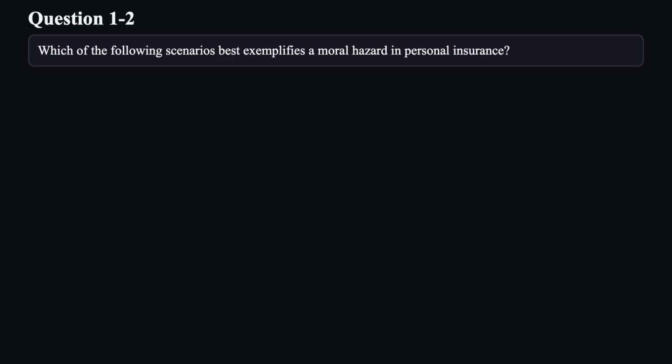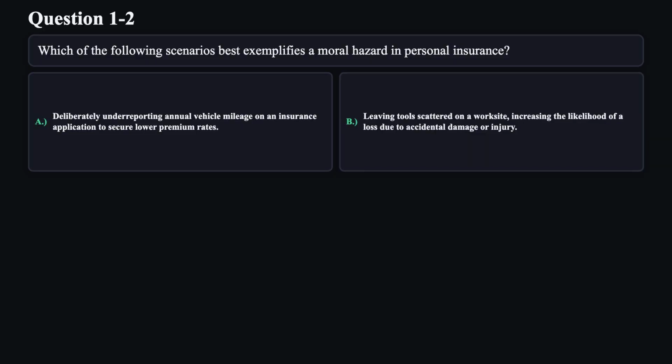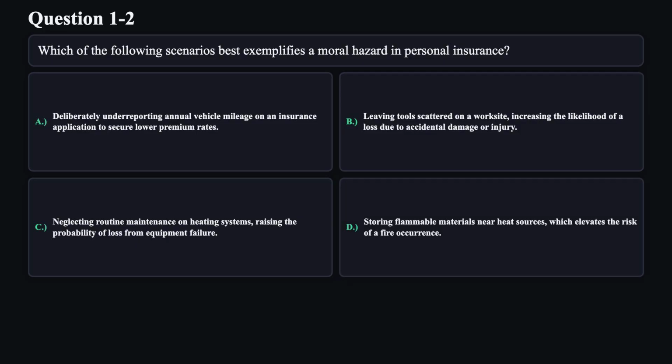Question 2. Which of the following scenarios best exemplifies a moral hazard in personal insurance? A. Deliberately underreporting annual vehicle mileage on an insurance application to secure lower premium rates. B. Leaving tools scattered on a work site, increasing the likelihood of a loss due to accidental damage or injury. C. Neglecting routine maintenance on heating systems, raising the probability of loss from equipment failure. D. Storing flammable materials near heat sources, which elevates the risk of a fire occurrence.